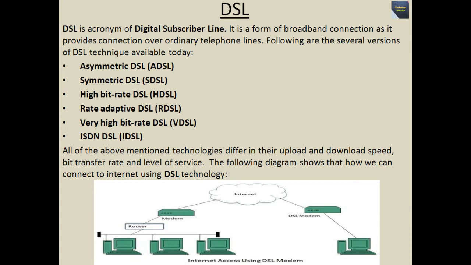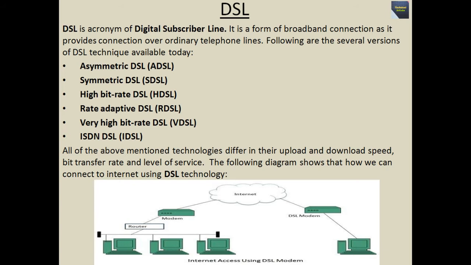All of the above mentioned technologies differ in their upload and download speed, bit transfer rate, and level of service. The following diagram shows the DSL technology which is used to connect the internet, right? DSL, which stands for Digital Subscriber Line, uses existing two-wire copper telephone line connected to one's home, so service is delivered at the same time as landline telephone service, right?